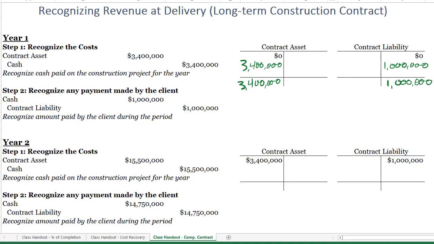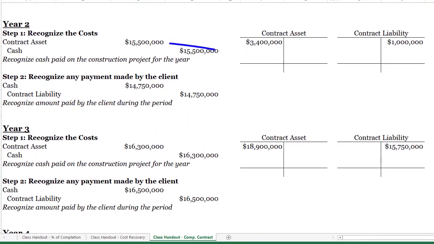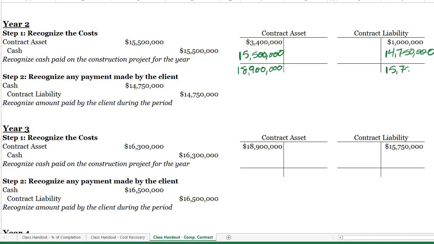As we move into year two, there's our beginning balances and our journal entries. $15.5 million goes into our contract asset. And the state pays us $14,750,000. But again, even though they're paying us, so it obviously is going to belong to them, because of that other qualification, I can't just show revenue. I have to wait until the end.